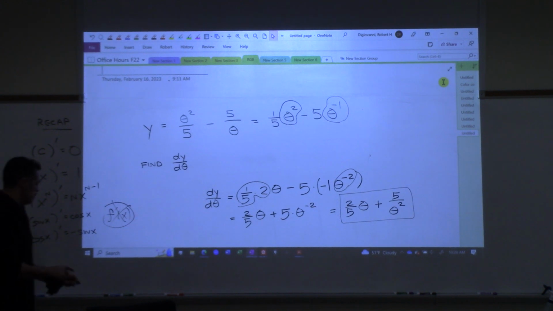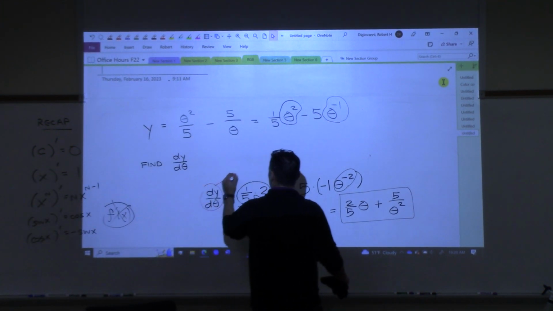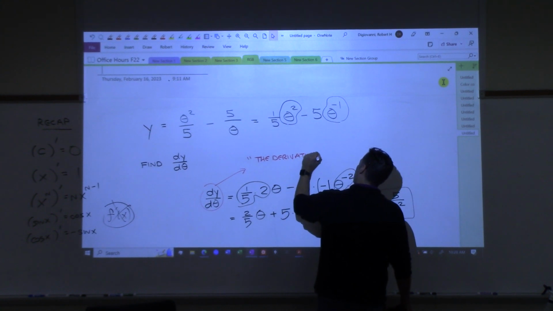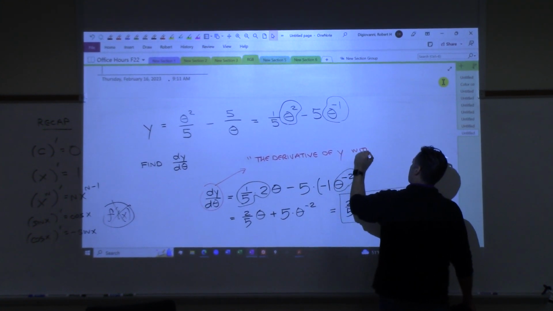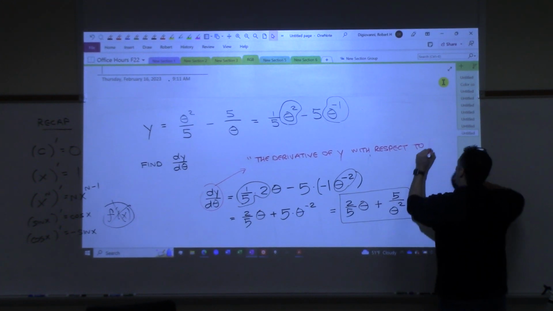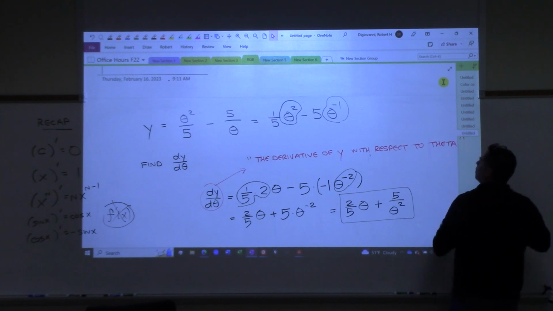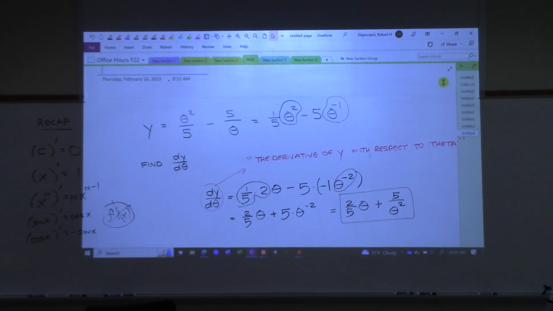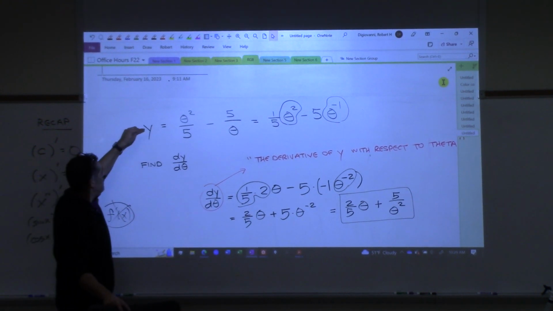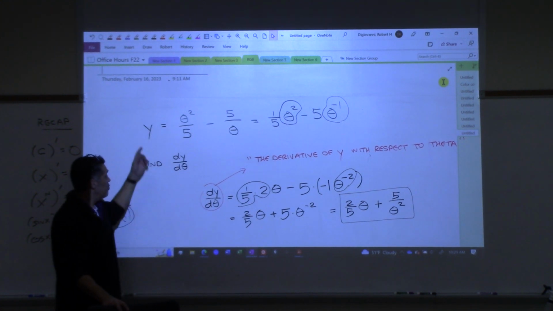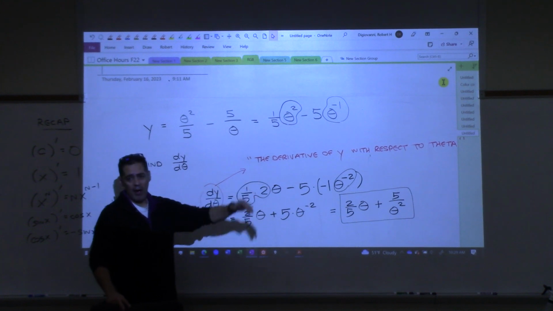One more little thing here, just the way you say this. This is the derivative of y with respect to, not x, to theta. That's the way you say that, the derivative of y with respect to theta. If you have an equation that's solved for a variable like y, and the independent variable in here is theta, then if we want to know the rate of change of y with respect to theta, we write it this way, and then we apply our rules.